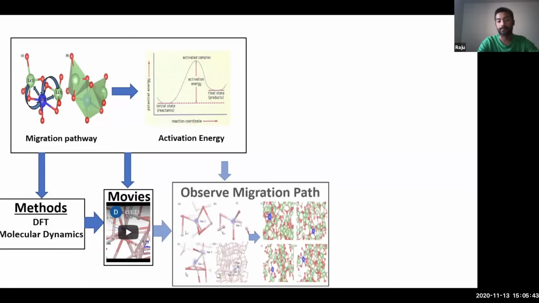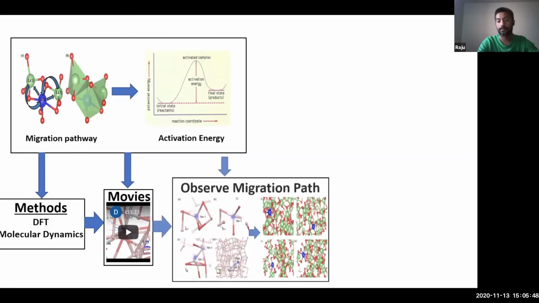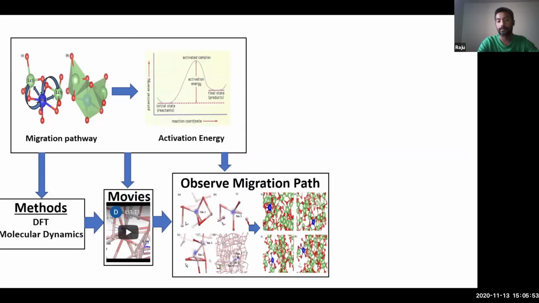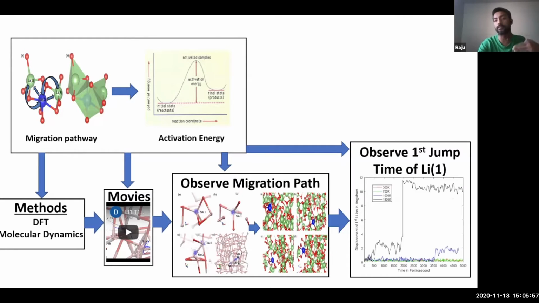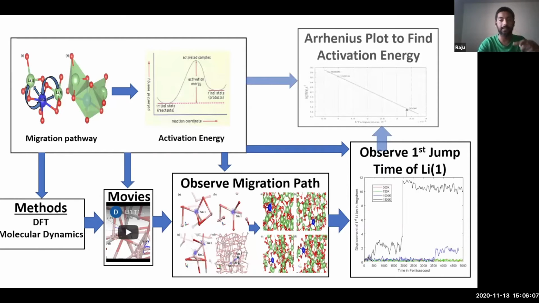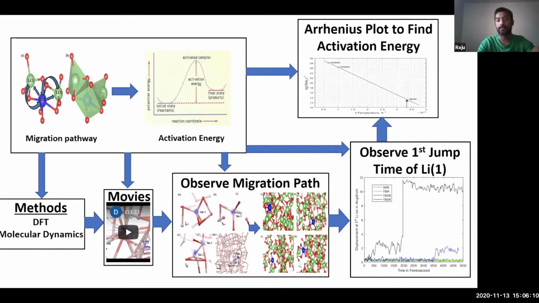Here we observe the migration pathway and the rate at which the lithium makes the jump, or changes its position to another position. And from that rate, we calculated the activation energy and the ionic conductivity.